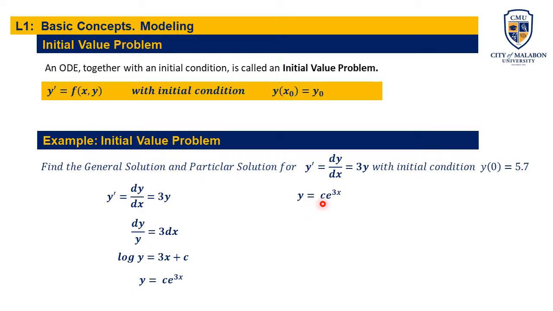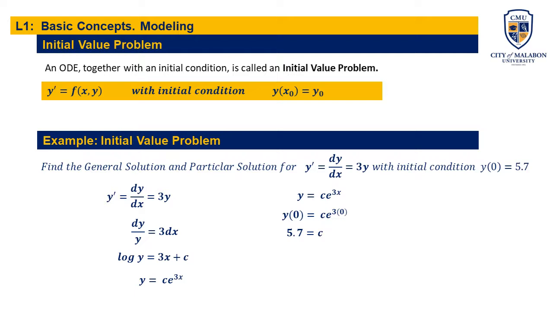So y is equal to c e to the 3x. Substituting the values of the initial condition, we have y of 0 is equal to c e to the 3 times 0, because our x will be 0. And we know that y of 0 is equal to 5.7. Therefore, we have 5.7 is equal to c. The e was eliminated because anything raised to 0 will be equal to 1. So therefore, we have c is equal to 5.7.